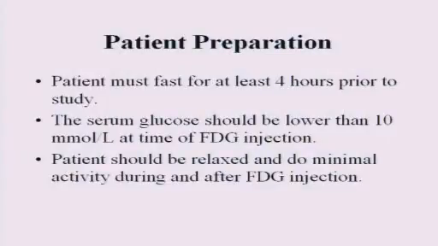Okay, next slide. Patient preparation. The patient must be euglycemic at the time of the examination, must have normal blood sugar. High blood sugar is associated with decreased detectability of the lesions, and the patient must fast for at least 4 hours prior to the study. If the patient is hyperglycemic at the time of the study, with a glucose level greater than 10 millimoles per liter, we simply reschedule the patient. And the patient should be relaxed and do minimal activity after FDG injection because FDG will be taken up in the muscles that the patient used.